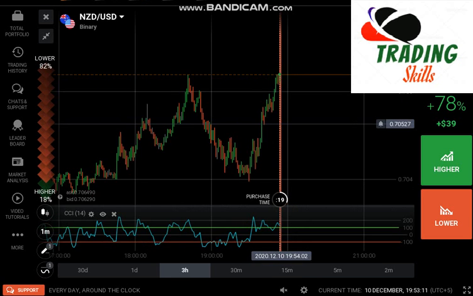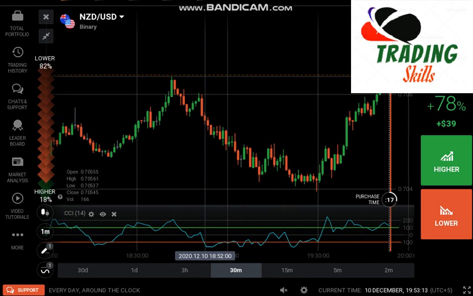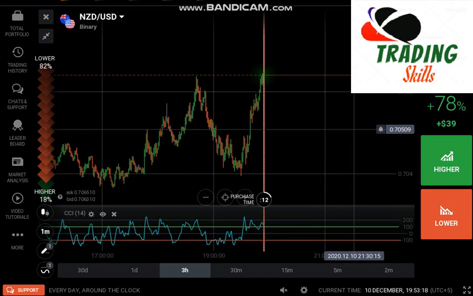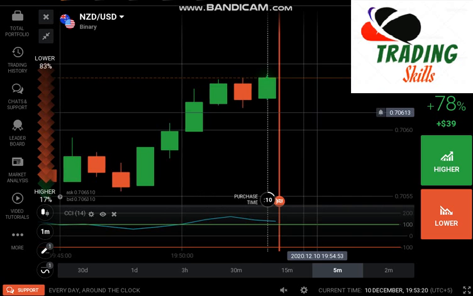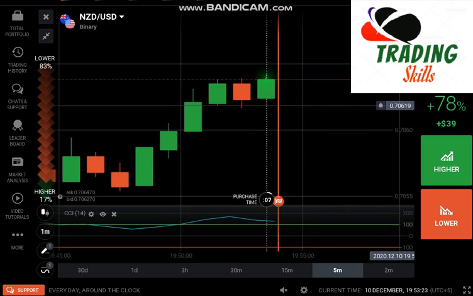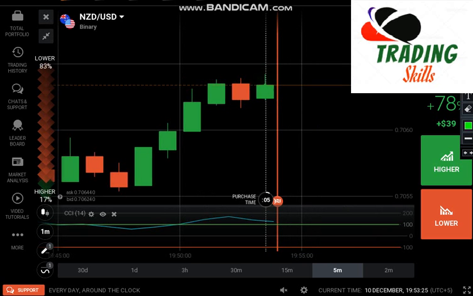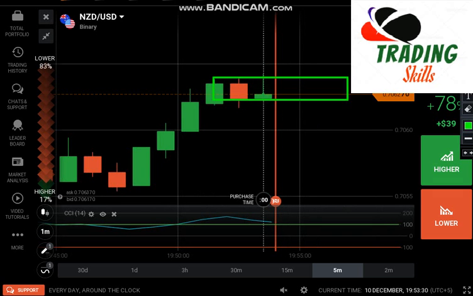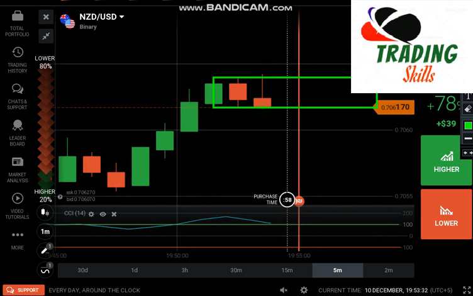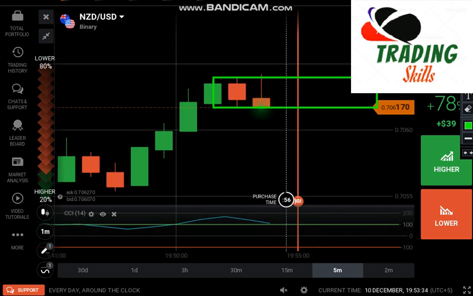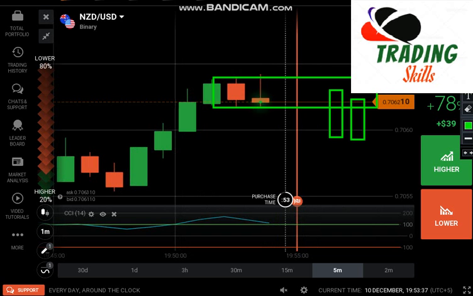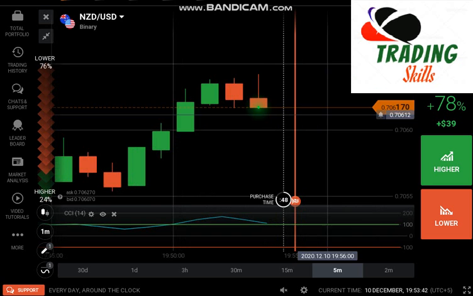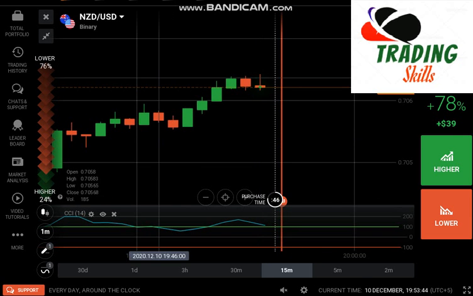Now if you want to take your trades, you need to see your trend, you need to see your candle, and you can see here, for the future I am pretty much sure that the candle can go down after hitting this area. Okay, so now let's see what happens.